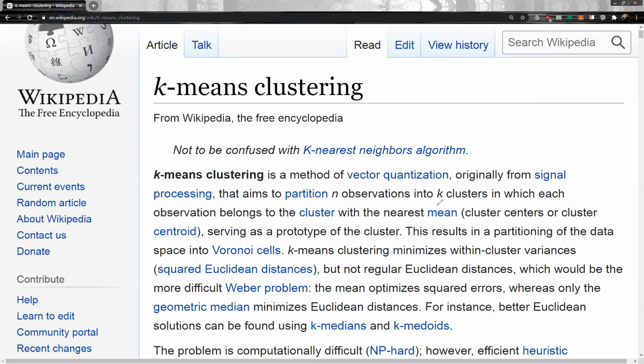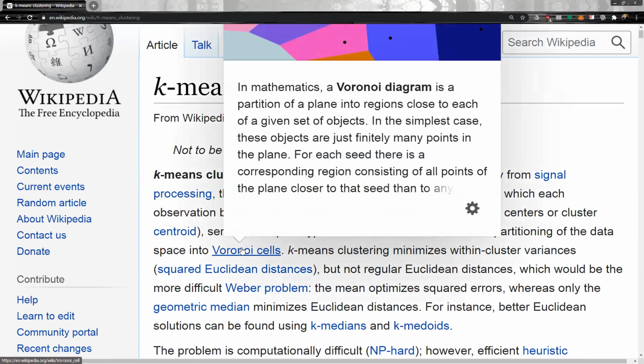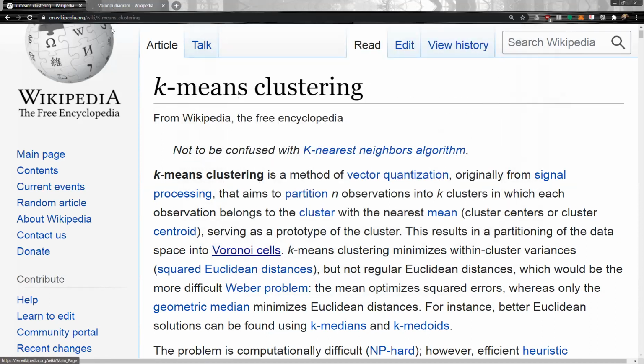Because we have k clusters, it means there should be k number of means. So those means serve as a prototype of the cluster. So basically, this results in a partitioning of the data into Voronoi cells. Okay, Voronoi cells. So k-means clustering is partitioning the data space into Voronoi cells. Voronoi cells is, I think, important, so let's check it.